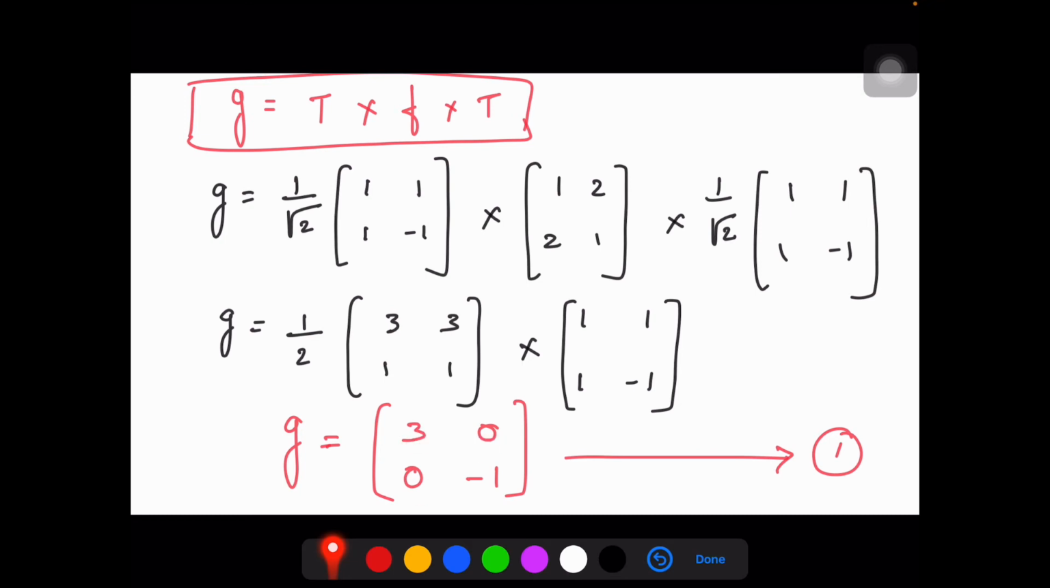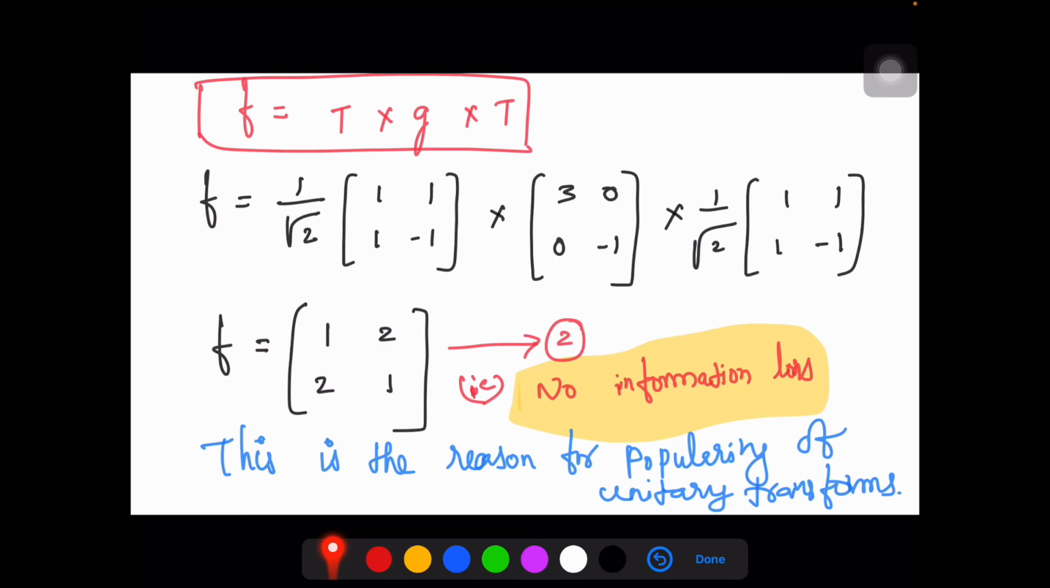Let's take this as equation number 1, the first part. Coming to the inverse part, we are going to find f now. So f is equal to the kernel multiplied with the transformed image, then again the transpose. When I multiply, I get the answer 1, 2 and 2, 1. Therefore I am able to reproduce the same image here without any information loss.